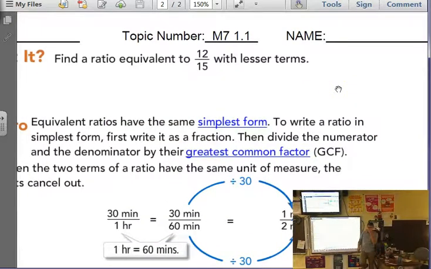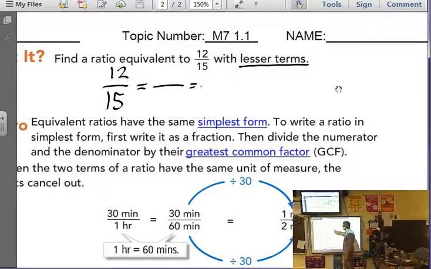So, find an equivalent ratio with lesser terms. I want you to list as many as you can think of with lesser terms. There's actually an infinite amount. Well, lesser integer terms. We like to only use integers in my fraction.